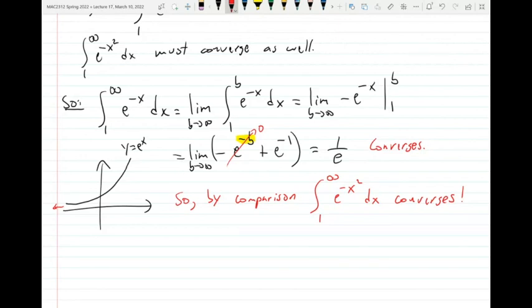Yes? So we could then approximate that integral from 1 to infinity of e to the negative x squared as less than 1 over e. Now we can say that whatever this is, it's going to be less than 1 over e. Exactly. Questions? For example, let's take a peek at it.